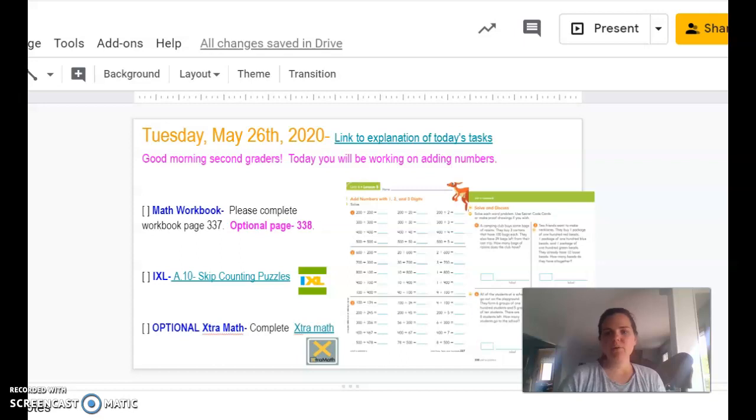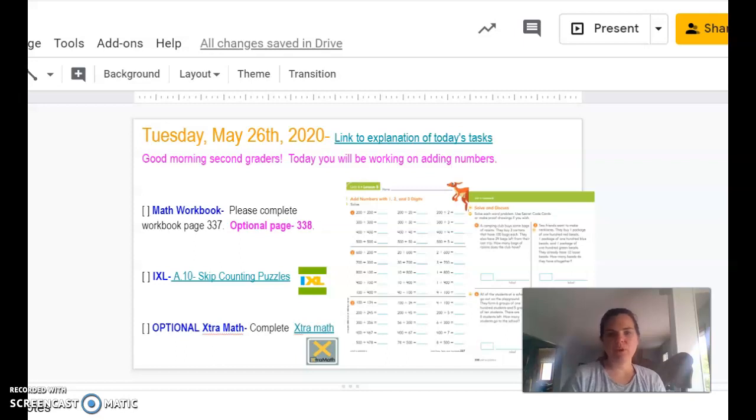Morning, second graders. Today we will be working on adding numbers. You're going to complete workbook page 337. Optional is page 338. And then IXL A10, skip counting puzzles. And then again, optional extra math.